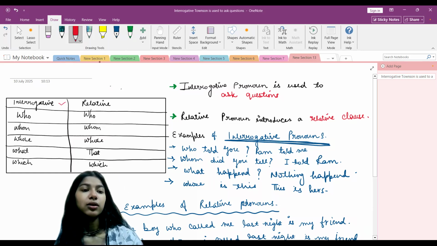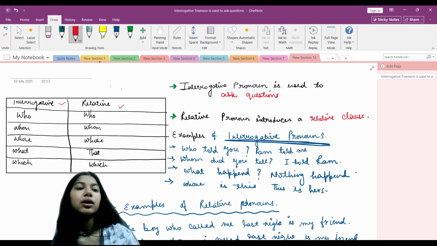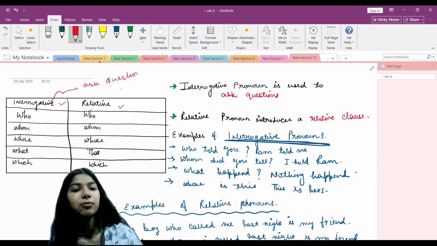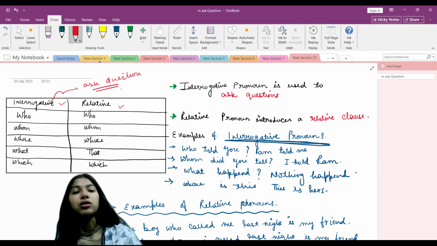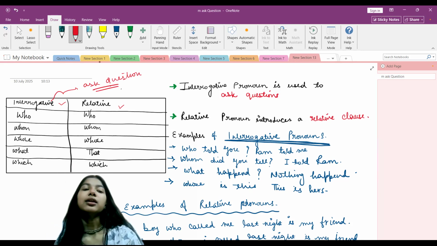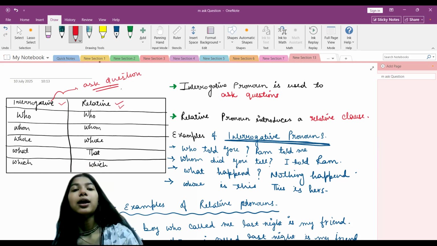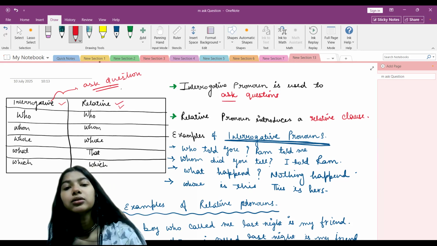First one is the interrogative pronoun and the other is the relative pronoun. The interrogative pronoun is always used to ask questions. Keep in mind that whenever we are asking a question, we will be using an interrogative pronoun. And now, what if we talk about the relative pronoun?